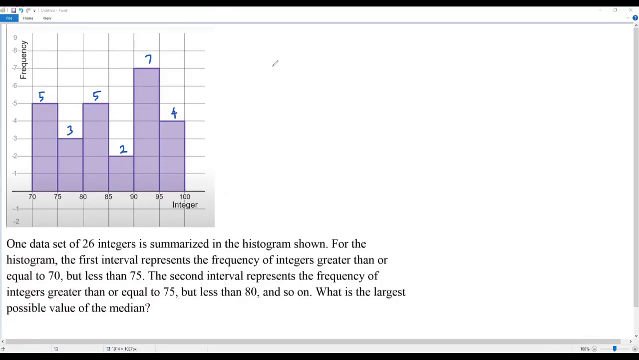Now to get the median, we have to use the formula (n plus 1) divided by 2. Here n represents the number of values in the data. In the given data, there are 26 values, so we plug in 26 for n. Then we get (26 plus 1) divided by 2, which is 27 over 2, equal to 13.5. So the 13.5th value is the median.